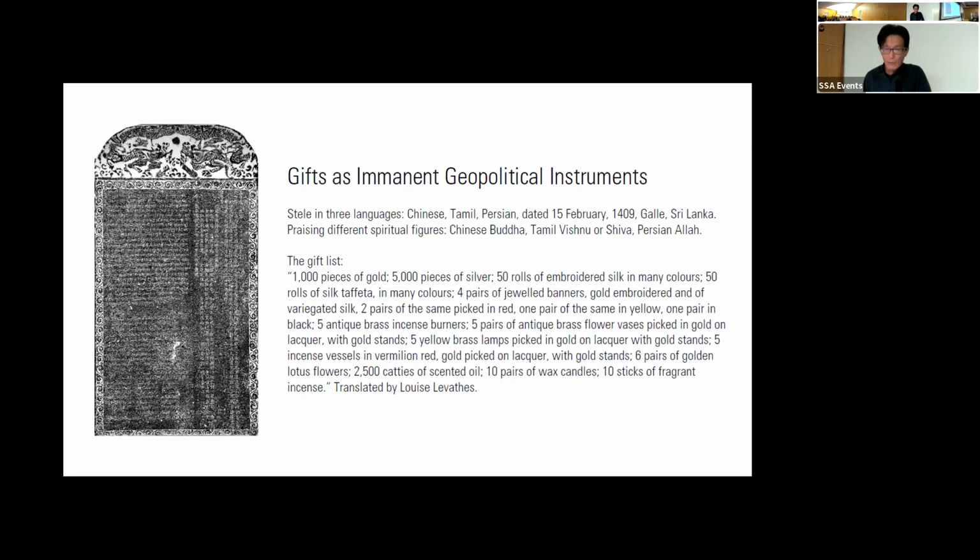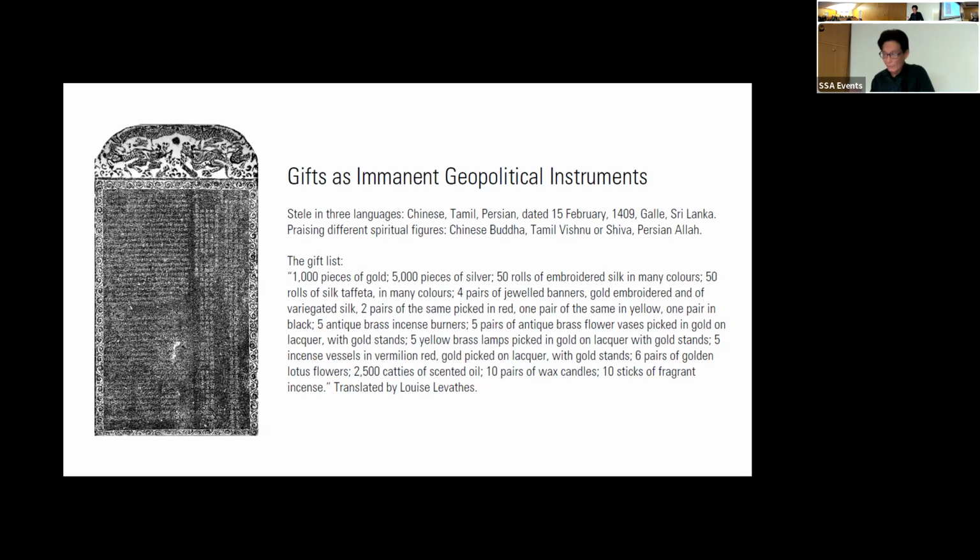So with all this eminence in geopolitics, for China it would be bringing gifts, a huge amount. This is one of the amazingly surviving stone tablets that describes the Chinese gifts. I was just thinking that the European geopolitical tool is the treaty. You sign a treaty, and the Chinese never signed any treaty. I guess they just handed out gifts, and that's it. It's about tributes. This one, in three languages, Chinese, Tamil, and Persian, describes exactly the list of gifts that the Ming court gave Sri Lanka: gold and silver and embroidered silk and so on and so forth.